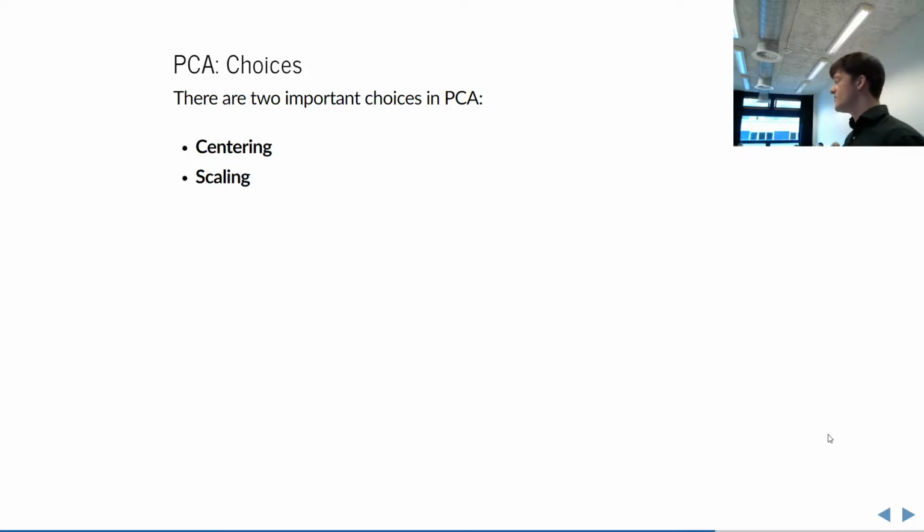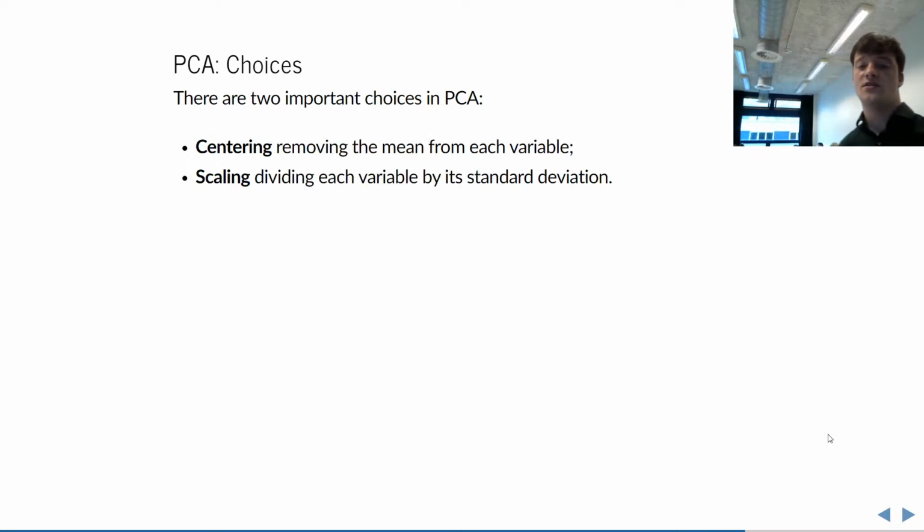Okay, that brings us to the choices in PCA. There's really only 3 choices. There's whether you center, whether you scale, and how many principal components you are going to look at. So centering means that you remove the mean from each variable so that they are centered around 0. Scaling means that you divide each variable by its standard deviation, and that means that it will have a standard deviation of 1. So why would you do that?